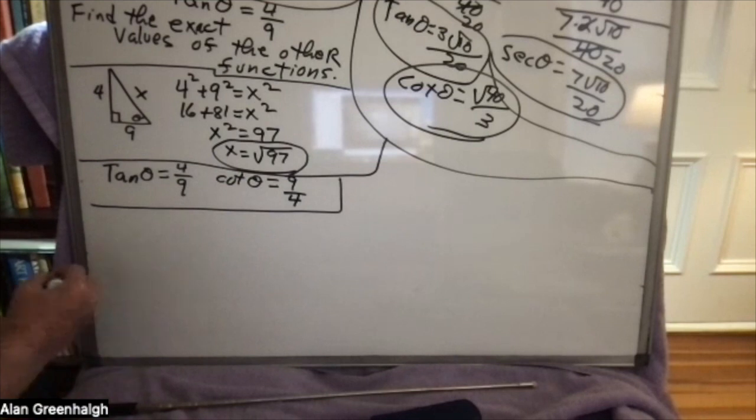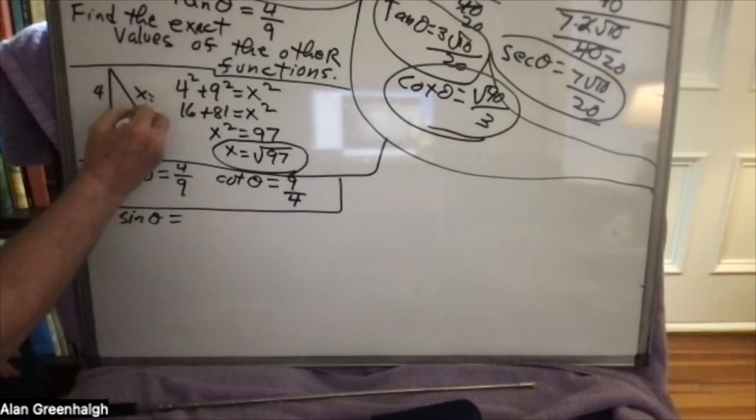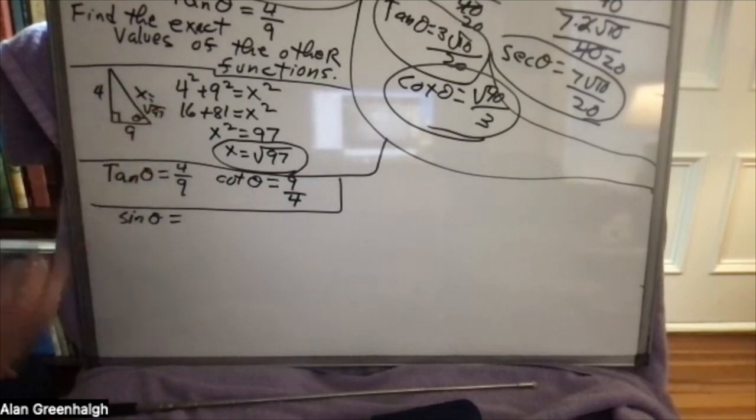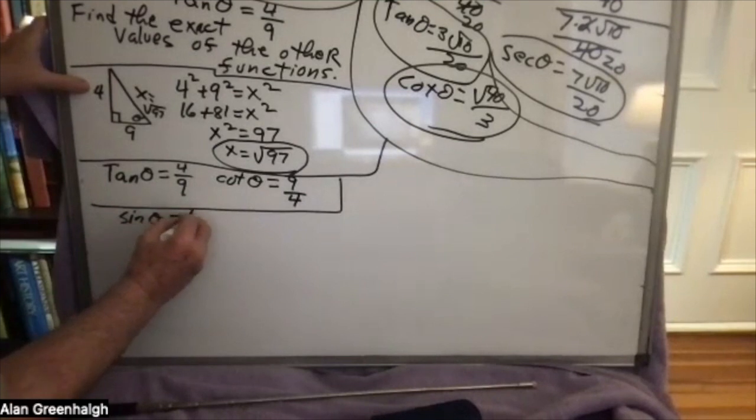Let's go to sine. The sine of theta is equal to opposite over hypotenuse. But now the hypotenuse has a number attached to it. I don't think you could simplify the square root of 97. I don't think 97 has more factors than just 1 and 97. I think 97 is a prime number. So we don't have to worry about breaking it down. So sine is equal to 4 over the square root of 97.